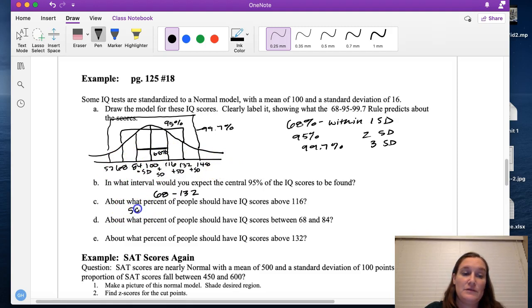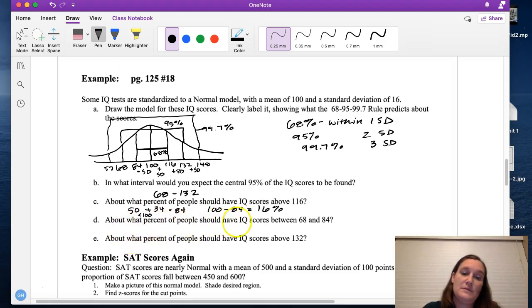So 50% is below 100. Then we add to that this little space. I said 100 cuts it in half, so if this line is 68%, then half of that is 34. So that is 84%. But that's the wrong way. That's below 116. So we do 100 minus 84 to get our answer, which is 16%. That was a complicated one.